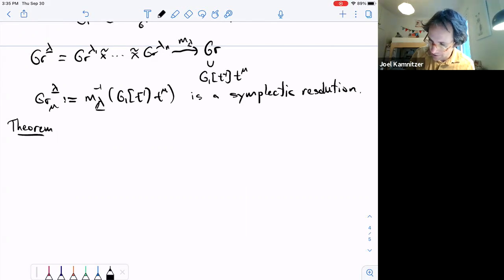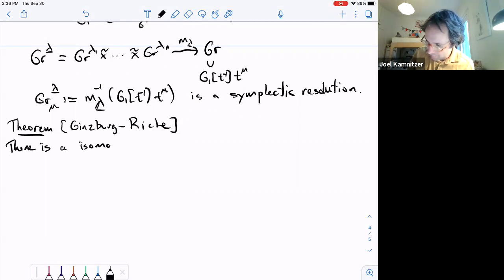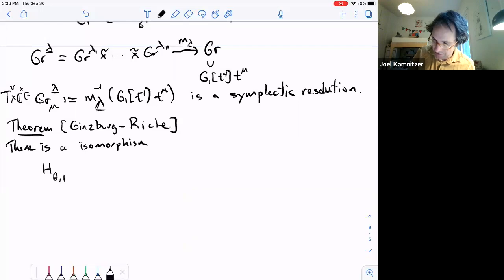So we have the following theorem of Ginzburg-Riche, which is a kind of variant on the geometric Satake correspondence, or variant on the derived geometric Satake correspondence. So the theorem is that there is a natural isomorphism between the cohomology of this symplectic resolution, actually equivariant cohomology. So on this guy, we have an action of the torus of our Langlands dual group, T check, and also an action of C star, which acts by a loop rotation.